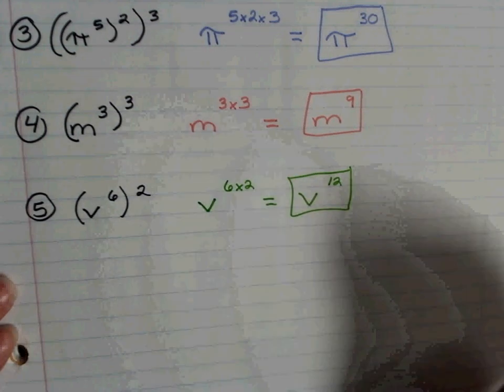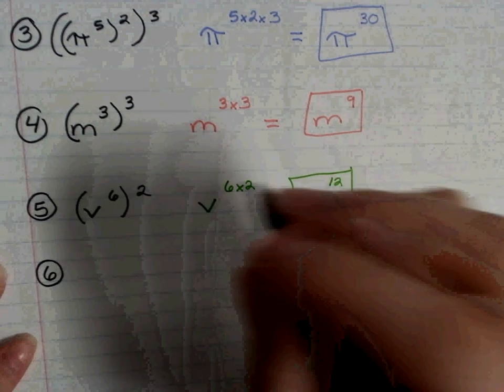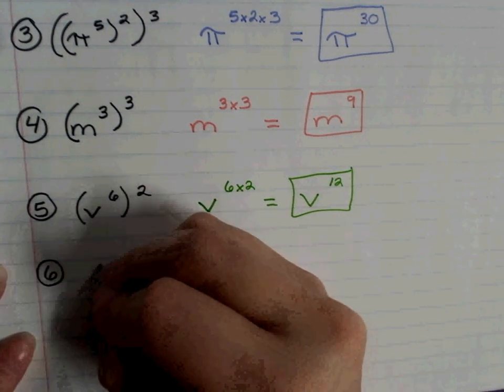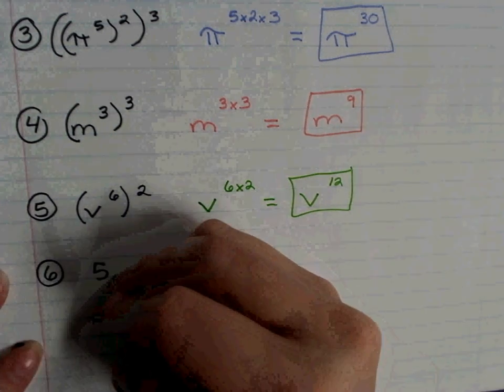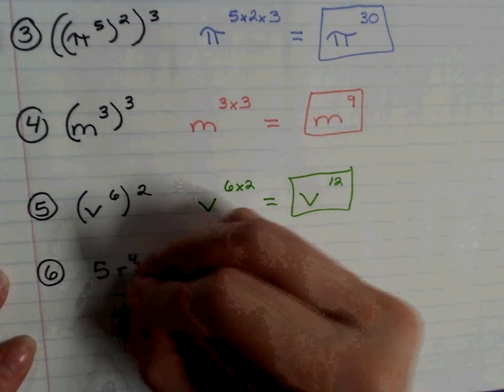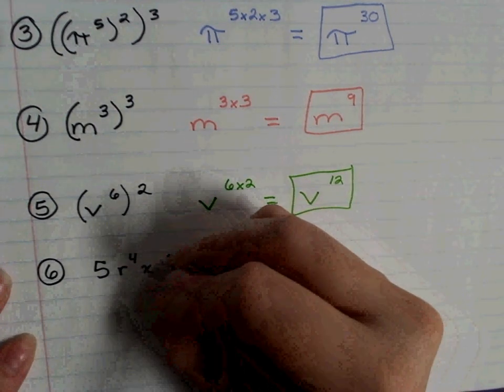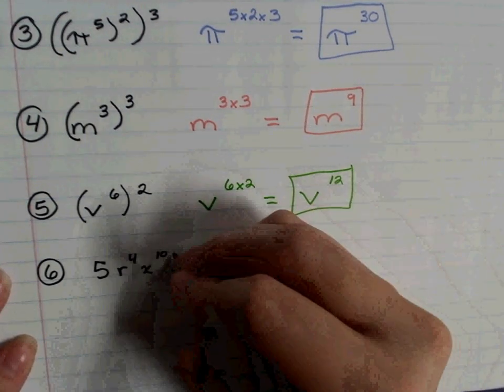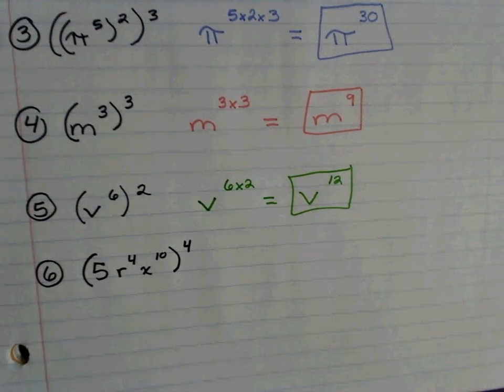If you had a problem like the following, well, I'm just going to go ahead and rip the Band-Aid right off. We've got 5r to the 4th, x to the 10th, to the 4th power.